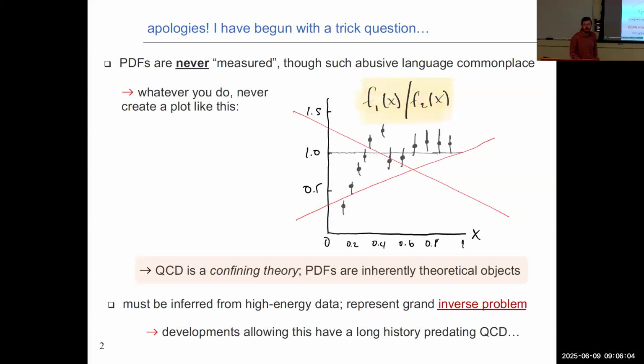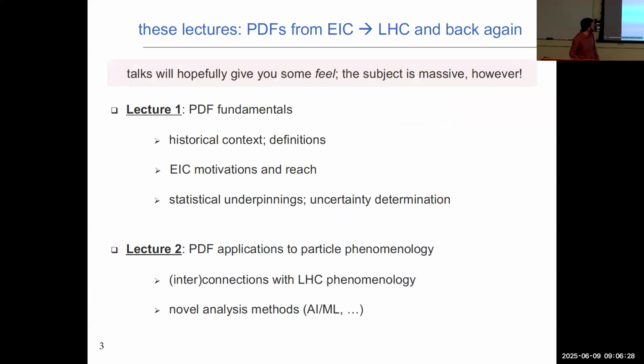You can't genuinely, directly measure them because they're inherently theoretical objects. So the best that we in general try to do is parameterize the PDFs and then solve for them in what you might call a kind of grand inverse problem. The intellectual underpinnings of this kind of work have a very long history. In fact, the earliest beginnings go back to the days before QCD. So I'll tell you a little bit about that.